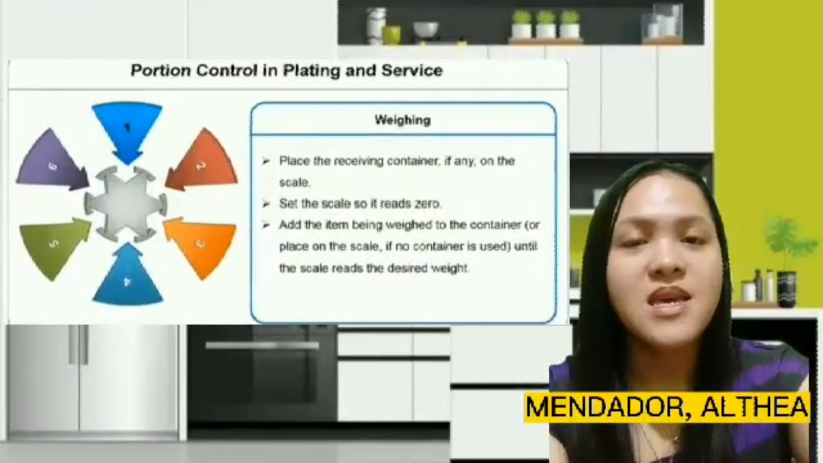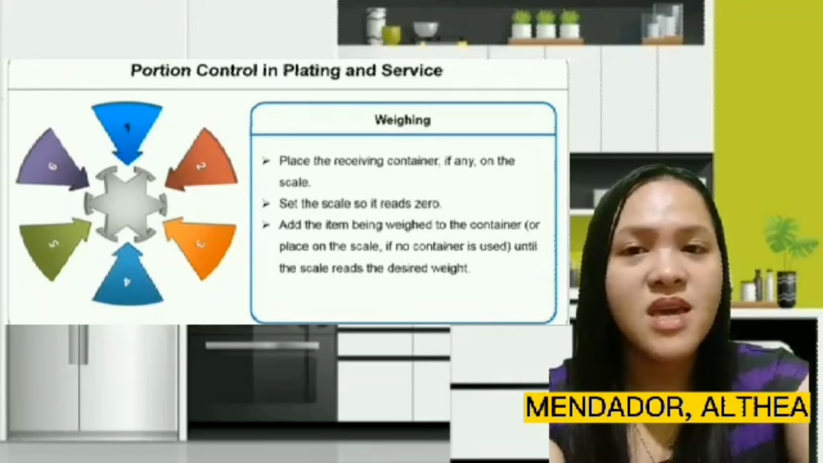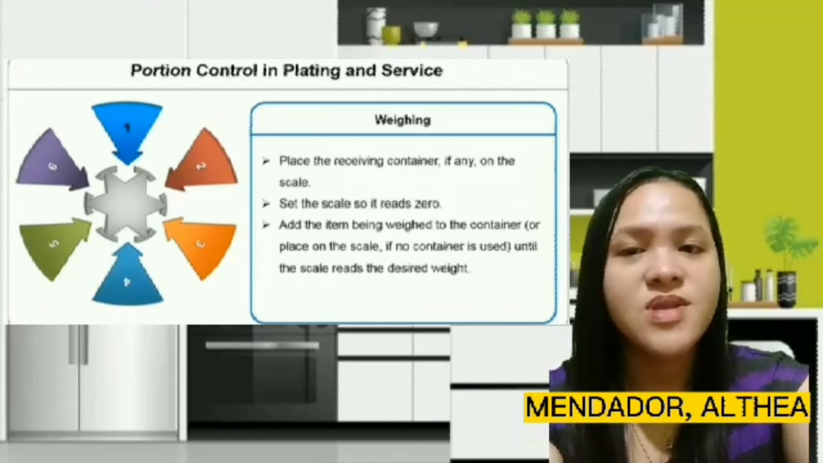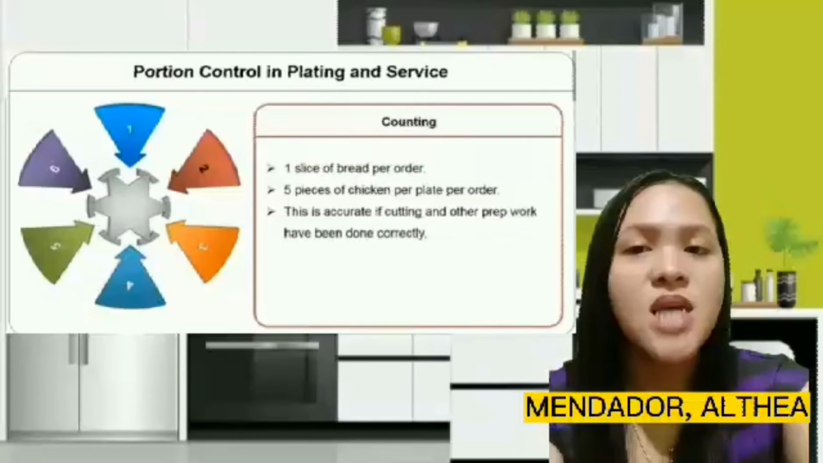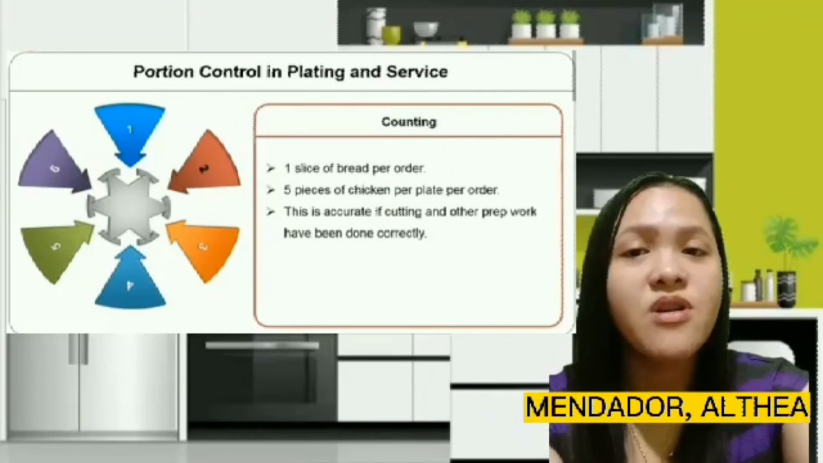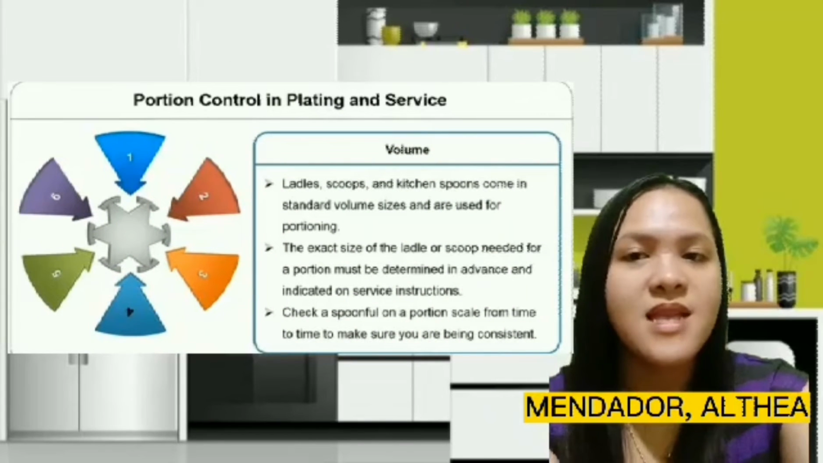Portion control, plating, and service. Weighing: for example, add the item into the container and wait until the scale reads the desired weight, like meat and fish. Counting: for example, one slice of bread per order. Weight: four ounces of sliced ham per order. Volume: scoops, spoons, and ladles.